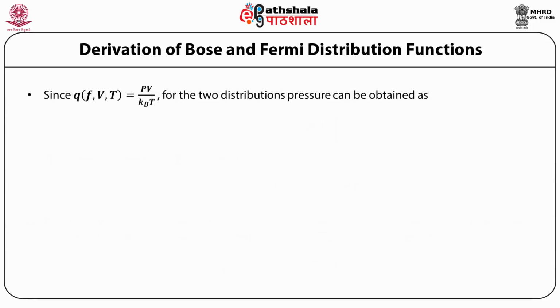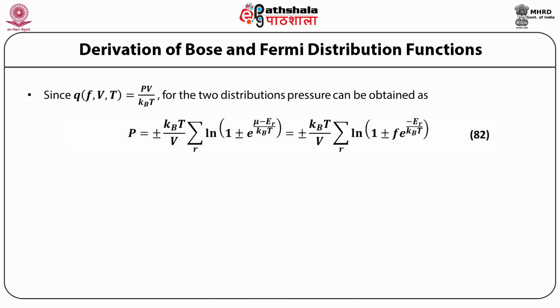Since the Q potential, which is a function of fugacity, volume and temperature, is equal to PV upon kBT, for the two distributions, pressure can be obtained as P is equal to plus minus kBT upon V summation over r of log of 1 plus minus e raised to power mu minus er upon kBT, which is equal to plus minus kBT upon V summation over r log of 1 plus minus fugacity multiplied by e raised to power minus er upon kBT.